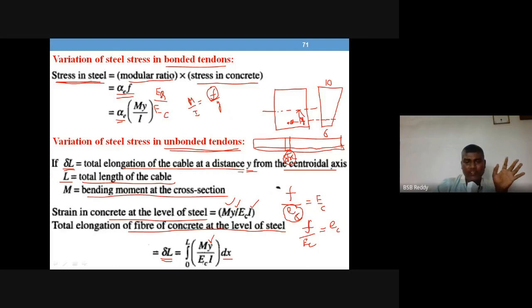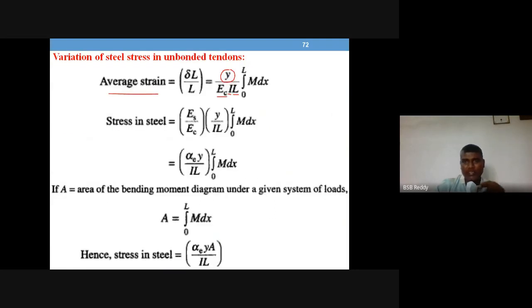Young's modulus of concrete is constant and the moment of inertia is constant because the cross section is not changing. Only the bending moment is going to change. If you take a UDL, bending moment is zero at the support, maximum at center, and it varies parabolically in between. So M is a variable. Keeping M inside, bringing all other terms outside, we get y by EI, L divided by L: average strain, change in length by original length, right?